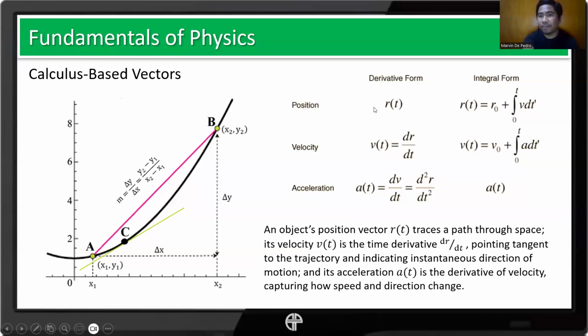And conversely, you can see that the two can be reversed. So for example, position is just the... Just explore that because we don't have time anymore. So just observe the relationship between the three. And later on, in the next modules, you're going to see more of calculus in physics.